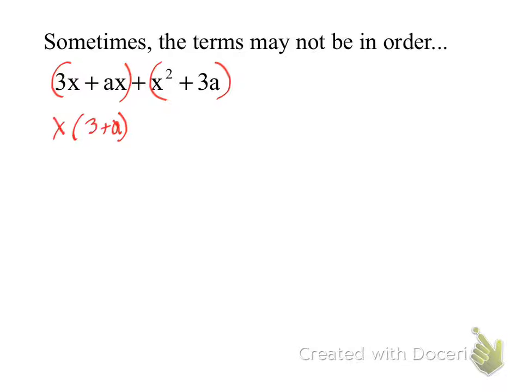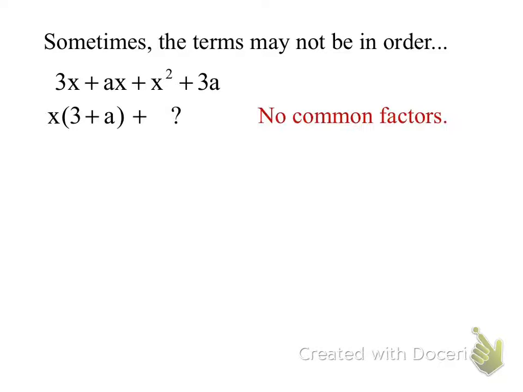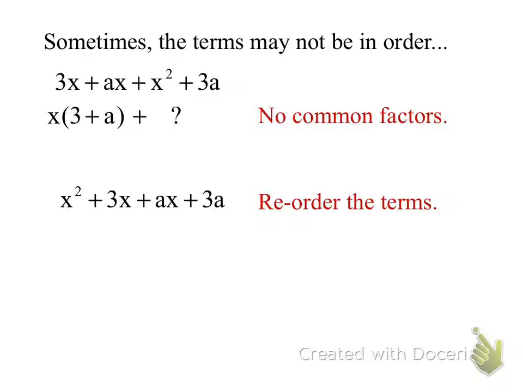We can't take anything out. So what we can try to do is rearrange the order of the terms, right? We reorder the terms. I'm going to move the x squared with the 3x. Sometimes you can mess with the order. Okay, and I'm taking out an x, and what would be left? X plus 3.